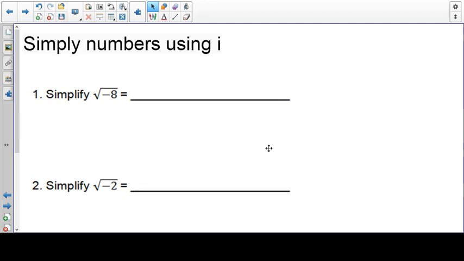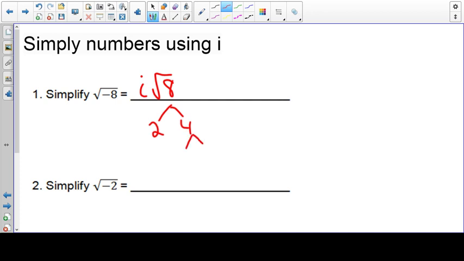So let's do some of these together. So the square root of -8. The square root of that negative number turns into i. So then I have i square root 8. And I know that 8 can break down into 2 and 4, and my 4 breaks down into 2 and 2. So I have 2 buddies come out. So I have 2i root 2.